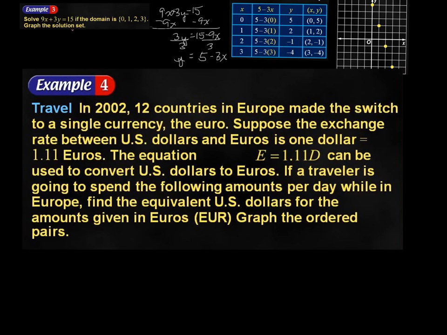In 2002, 12 countries in Europe made the switch to a single currency, the euro. Suppose the exchange rate between US dollars and euros is $1 equals 1.11 euros. The equation E equals 1.11D can be used to convert US dollars to euros. If a traveler is going to spend the following amounts per day while in Europe, find the equivalent US dollars for the amounts given in euros and graph the ordered pairs.